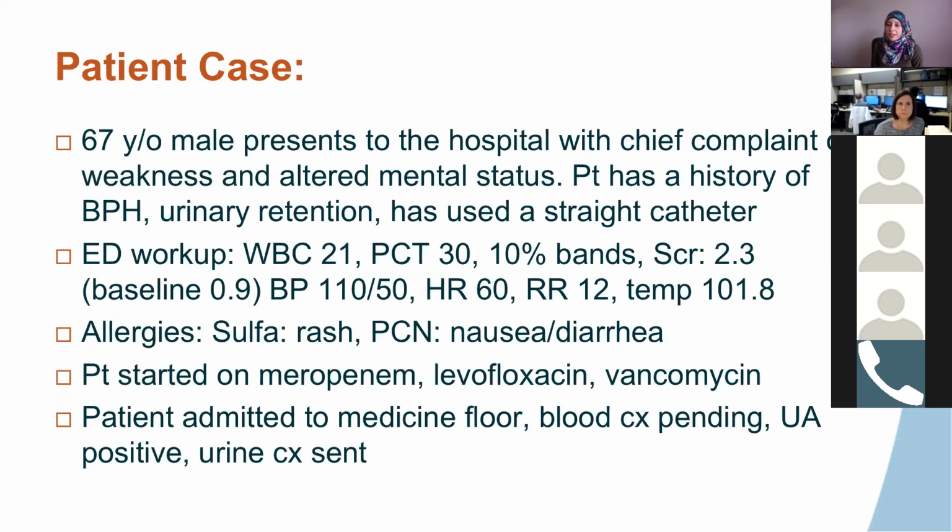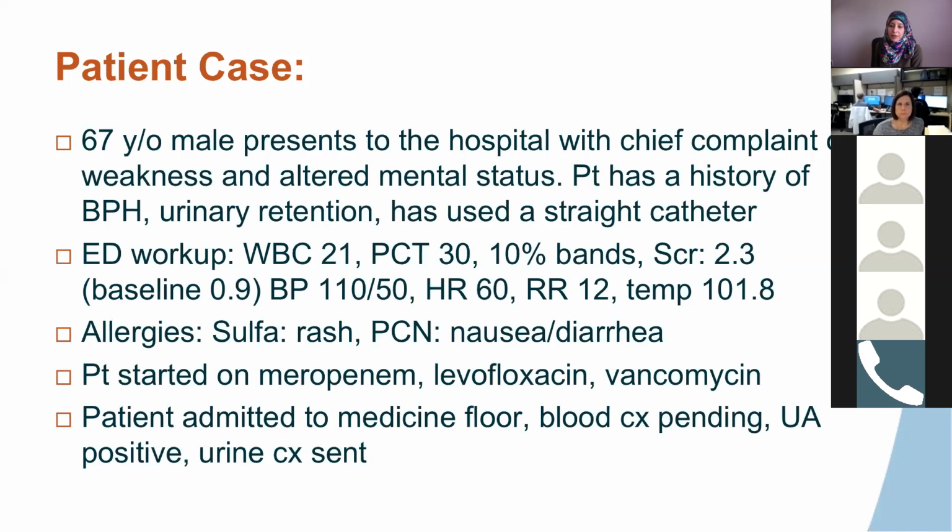In the ER, he has some leukocytosis; his white count is 21. He has an elevated procalcitonin at 30. He also has some bandemia, and his serum creatinine has jumped from his baseline. Also, his vitals show a temp of 101.8 in the ED. So we look at his allergies. He really only has a sulfa allergy, but he ends up getting started on meropenem, levofloxacin, and vancomycin.